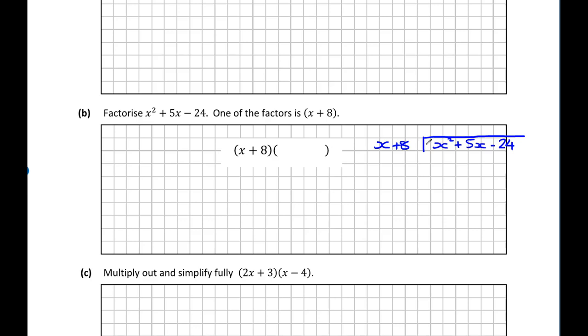X times what gives you x squared? So that's what I would focus on here. X times what gives you x squared? It's x. X times x. Okay, so then just do it. X times x is x squared. X times plus 8 is plus 8x.